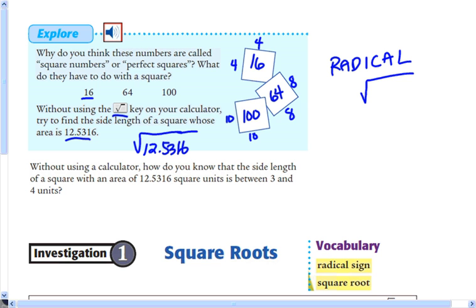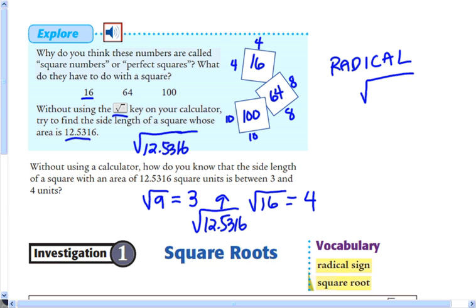But we can tell that if I do the square root of 9, that I can do in my head. That's 3 because 3 times 3 is 9. I can do the square root of 16 in my head. That's 4 because 4 times 4 is 16. So I know that the square root of 12.5316 is in between those two somewhere, because 12.5316 is between 9 and 16. So I don't know exactly what it is, but I do know that it's between 3 and 4.